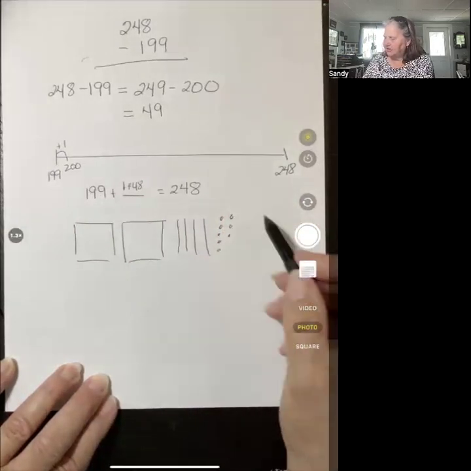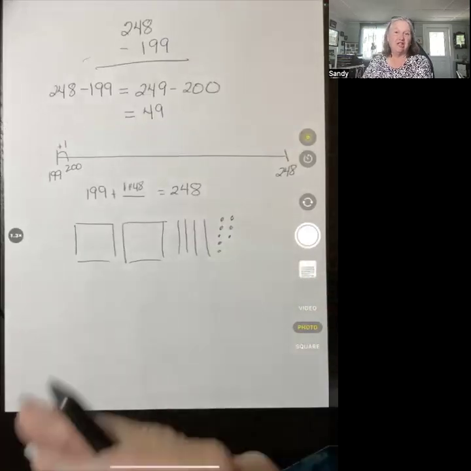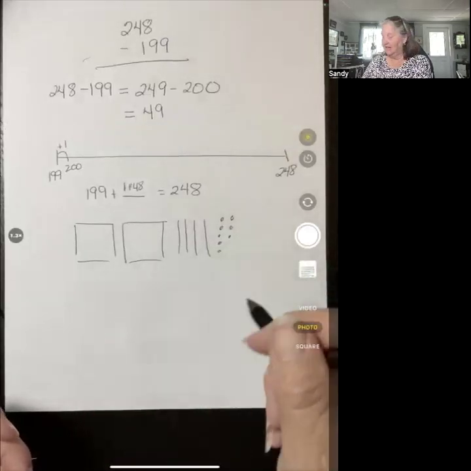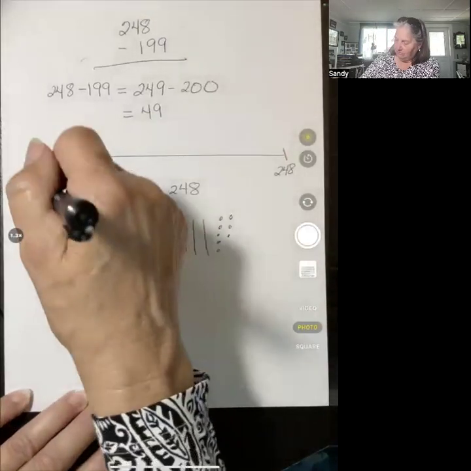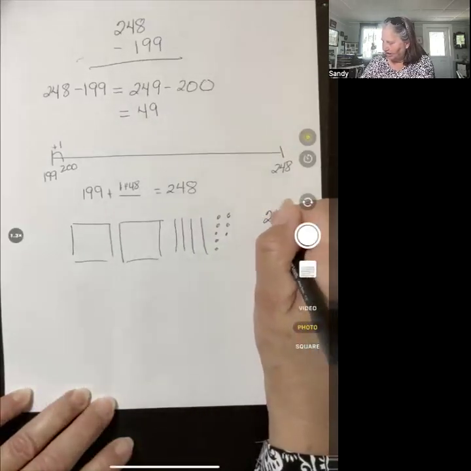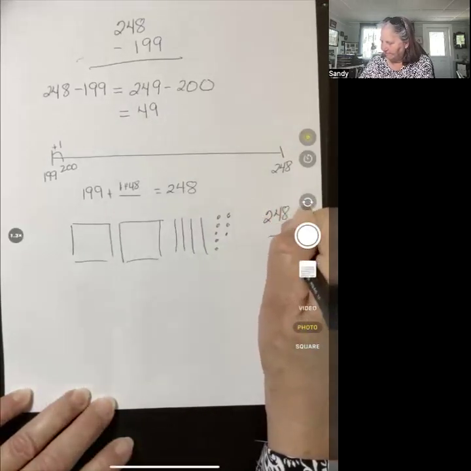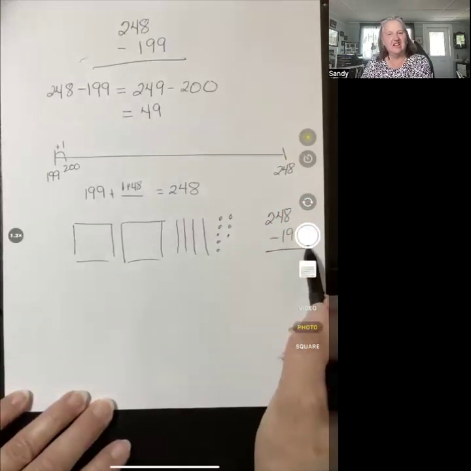Now, do you notice even my drawing here, I try to organize it in a way I don't have to keep redrawing it. Okay, so I'm starting with 248. I'm thinking in terms of removal. Now, you can remove a lot of ways. You could remove the 100, right? So this is the problem we're working on. I could remove the 100 and then the 90 and then the 9.